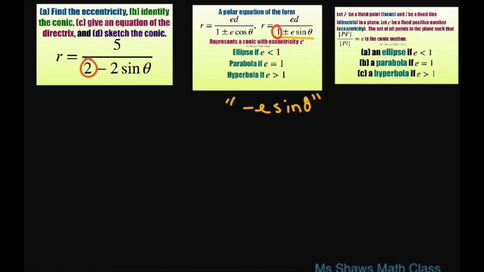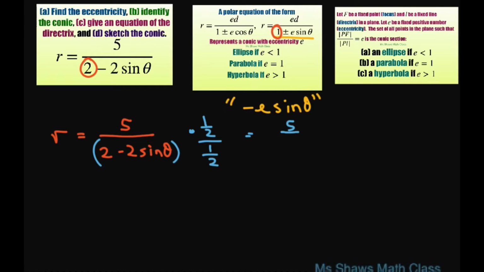So let's fix that. We're going to have r equals 5 divided by 2 minus 2 sine of theta, and we're going to multiply our numerator and our denominator by 1/2 so we can fix that. This is going to give me 5 divided by 2, and then we're going to have 1 minus 1 times sine of theta. That means my e equals 1, because there it is.